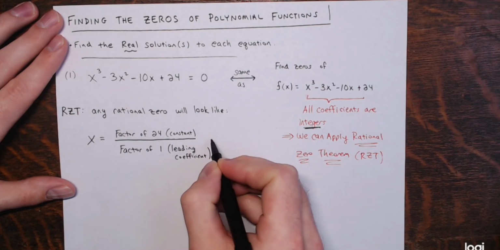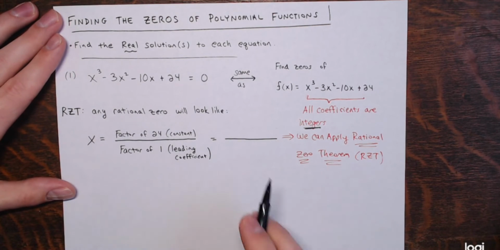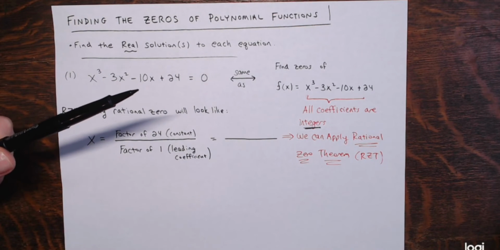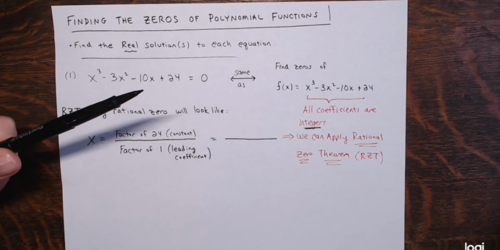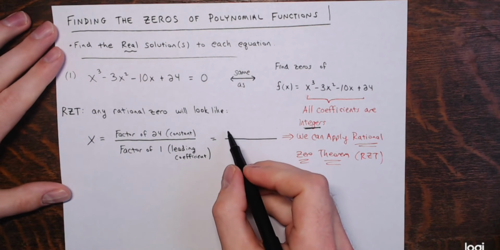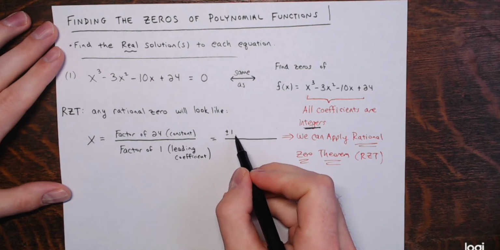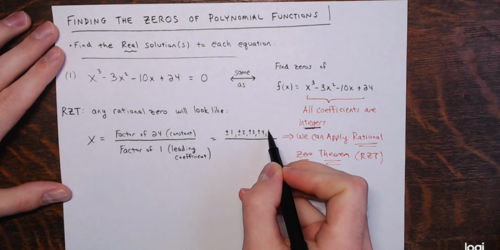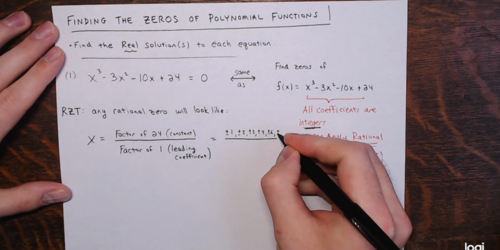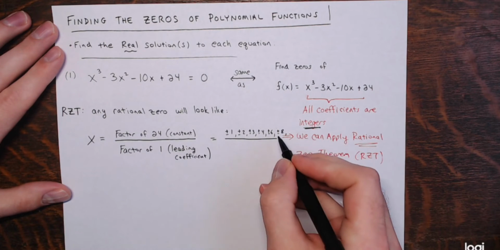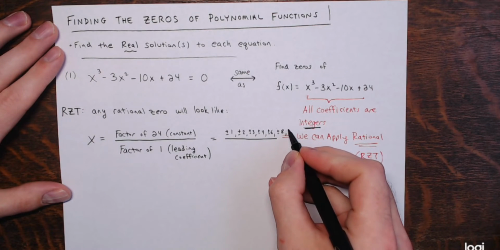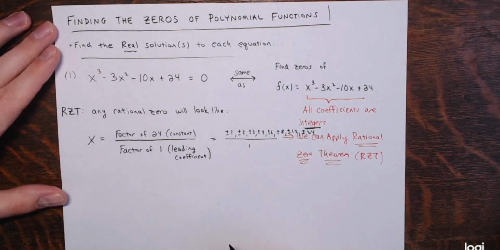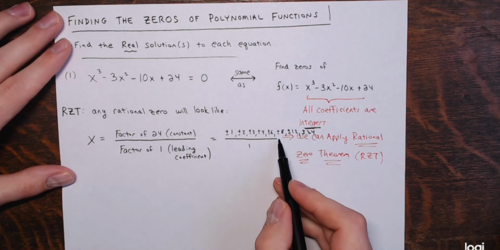I'm going to make another fraction here, and I'll write out the possible numerators. Factors of 24 are positive or negative 1, positive or negative 2, positive or negative 3, positive or negative 4, positive or negative 6, positive or negative 8, positive or negative 12, and positive or negative 24. And then the denominator is going to be 1. I already used the negatives up top, so I don't need to use them again.